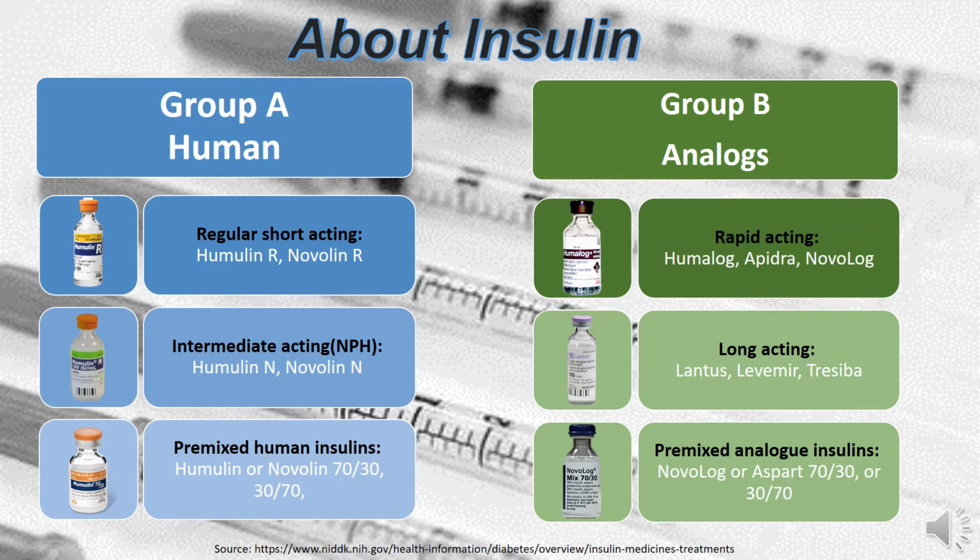On this slide you can see that we have two distinct groups of insulin. Group A is human insulin, and group A includes regular short-acting insulin, intermediate acting insulin, which is otherwise called NPH, and premixed human insulin. Group B is analog insulin made from sources other than human. In that group we have rapid acting insulin, long-acting insulin, and premixed analog insulin.